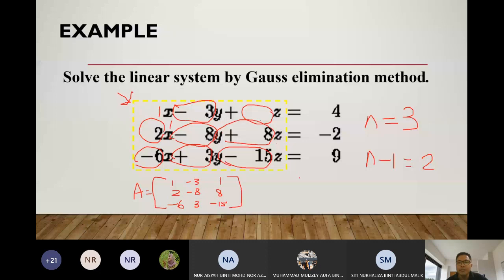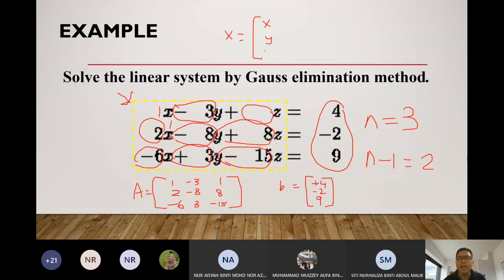And our matrix B will be the column vector containing the right-side values, which are positive 4, negative 2, and negative 9. Your X matrix in this equation is given by X, Y, and Z. However, in OCTAVE or MATLAB, we are not using this symbol; we use X1 to represent X, X2 to represent Y, and X3 to represent Z.